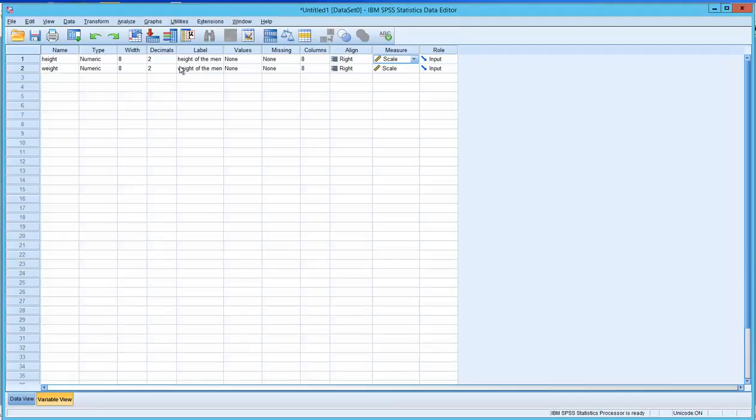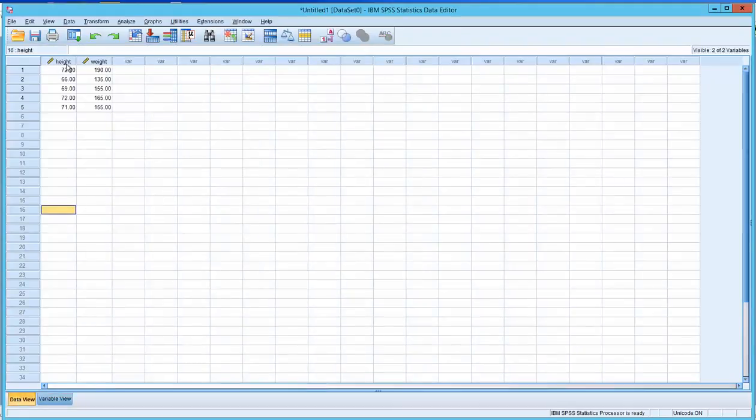Now here under label, you can type with spaces. You cannot do that under the name. So that's the distinction. But under the label, you can type with spaces. So as you can see, there are spaces here. And again, I go to the last but one column here and I tell SPSS the variables I have entered, the weight, are all scale variables. If we go back to the data view by clicking the tab, you will see that the names that I gave the variables have now replaced the VAR0001 and VAR0002. So that's how you set it up.